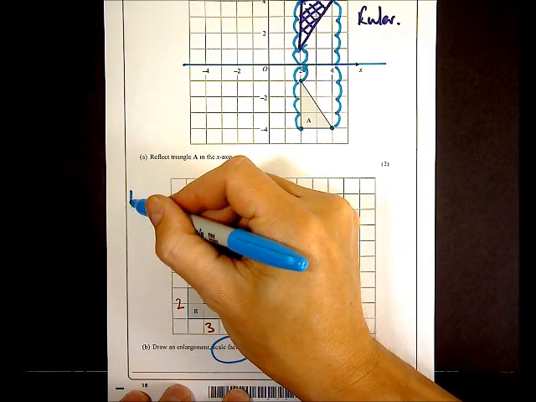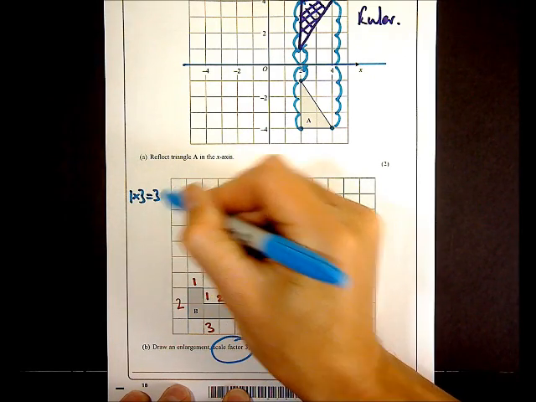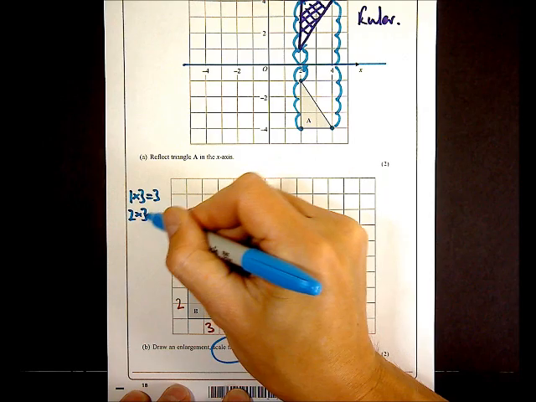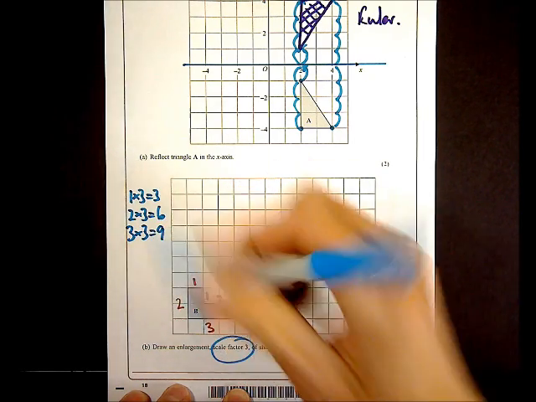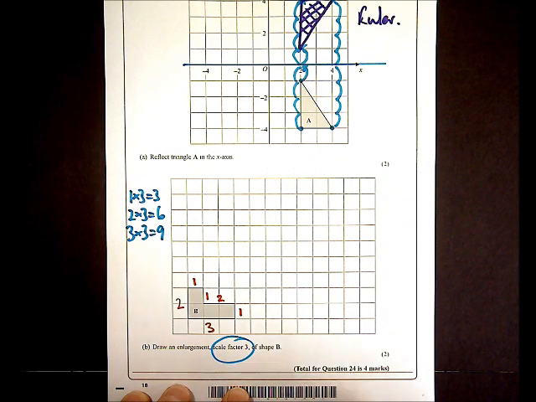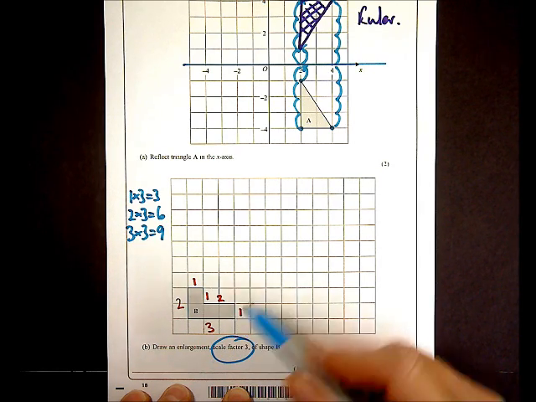So 1 times 3 is equal to 3, 2 times 3 is equal to 6, and 3 times 3 is equal to 9. So I need to draw a shape with sides of length 9, 6, and 3. I'm going to give myself plenty of space to do this, so I'm going to start my shape at this point here.